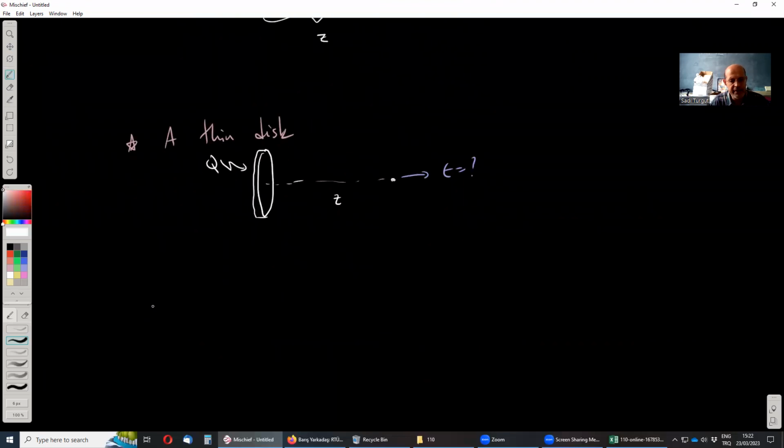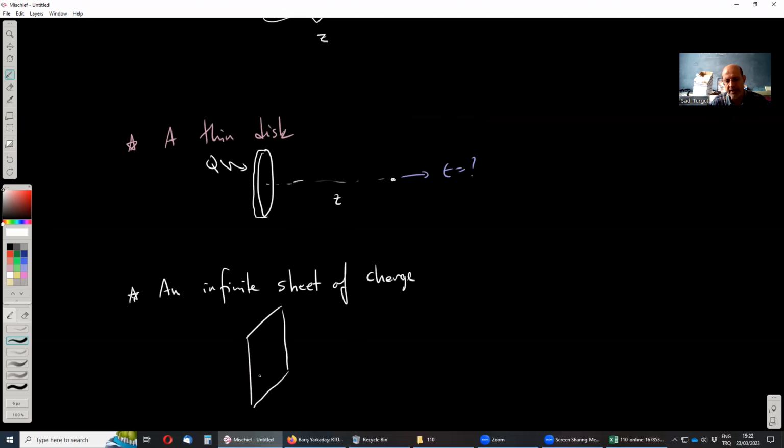And finally, an infinite sheet of charge. So this problem is also important. Again, it's a problem that can be solved by the Gauss law as well. So instead of a disk, we have a disk with an infinite radius.